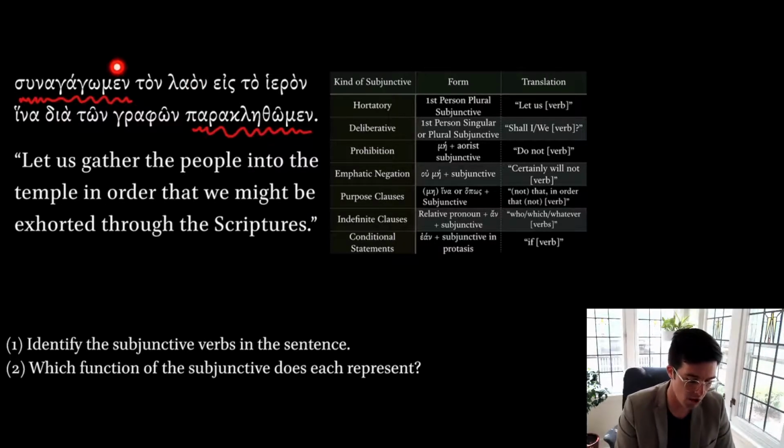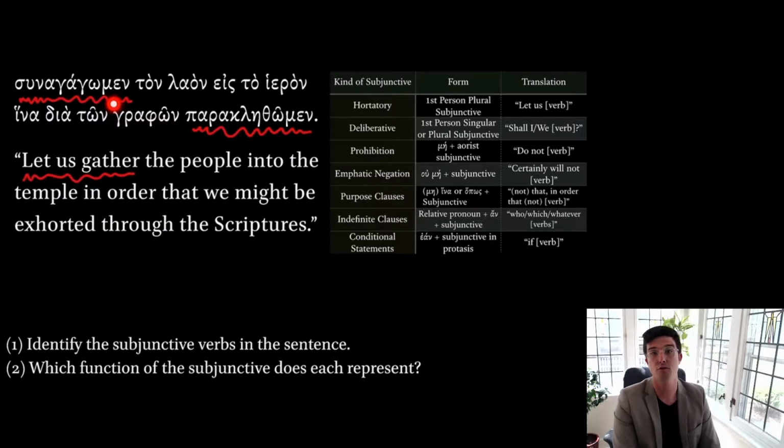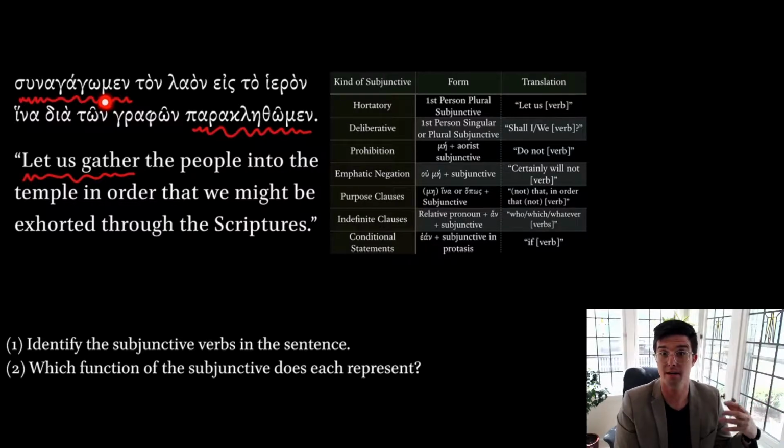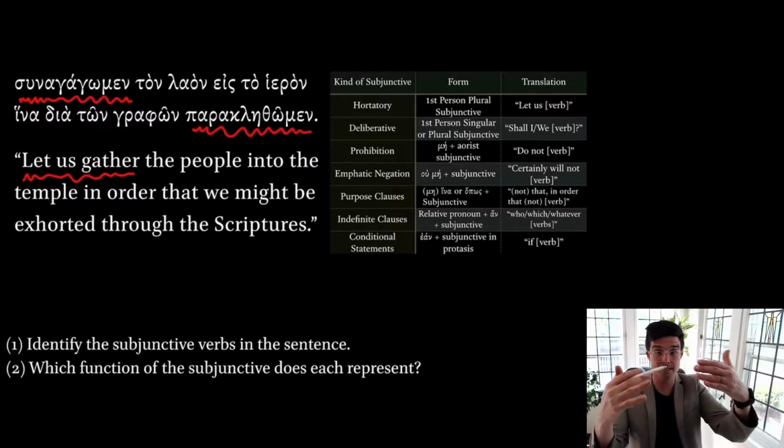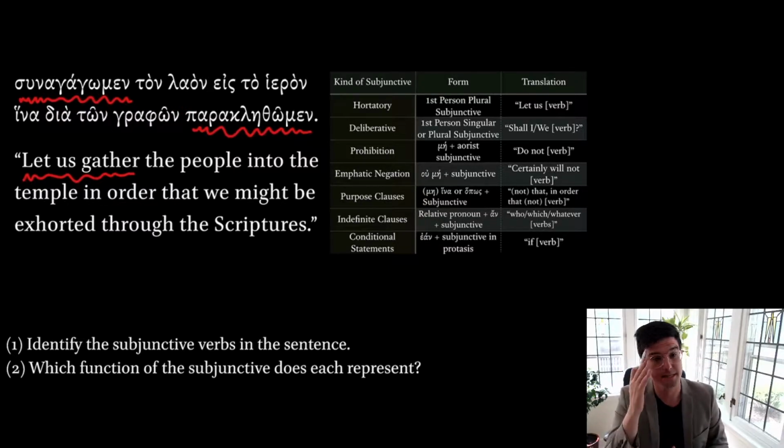So synagogomen is going to be our "let us gather" word right here. And I know this is a vocabulary word that you have not learned. It's from synago, which is where we also get the Greek noun synagoge, synagogue, of course, a gathering. So this is going to be the hortatory use of the subjunctive. Notice how it's first person plural here, that men ending. So, let us gather the people in the temple. That could stand on its own as a sentence. This is an independent clause that could exist on its own.